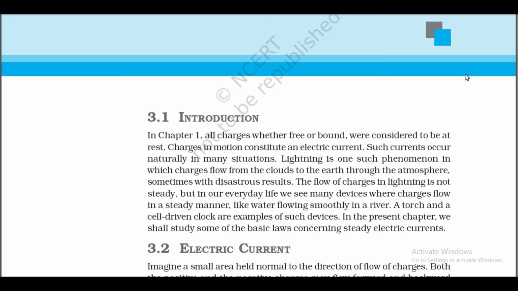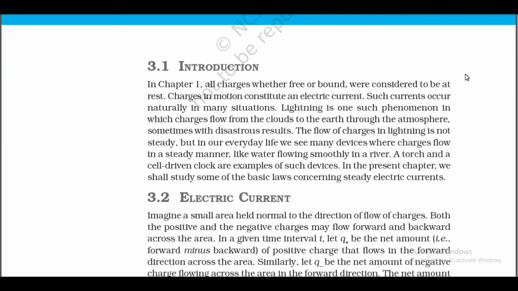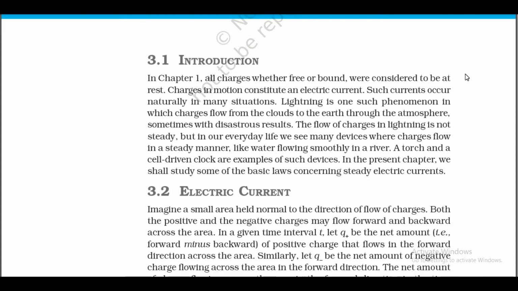Lightning is one such phenomenon in which charges flow from the clouds to the earth through the atmosphere, sometimes with disastrous results. The flow of charges in lightning is not steady, but in our everyday life we see many devices where charges flow in a steady manner, like water flowing smoothly in a river. A torch and a cell-driven clock are examples of such devices. In the present chapter, we shall study some of the basic laws concerning steady electric currents.